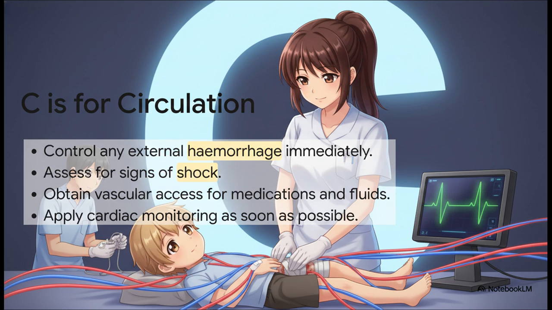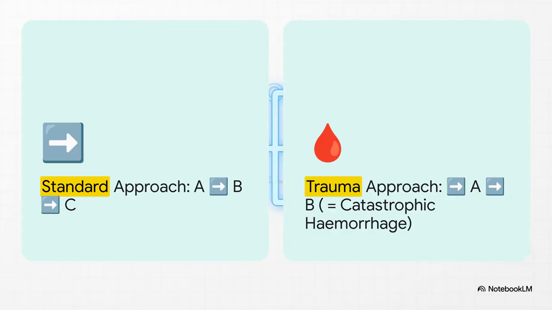After that, you're looking for signs of shock, which is just a state of inadequate blood flow. You check things like heart rate, how warm their skin is. This is also when you'd get IV access and hook the child up to a heart monitor. And this is where the system shows you just how flexible it is, which is fascinating.